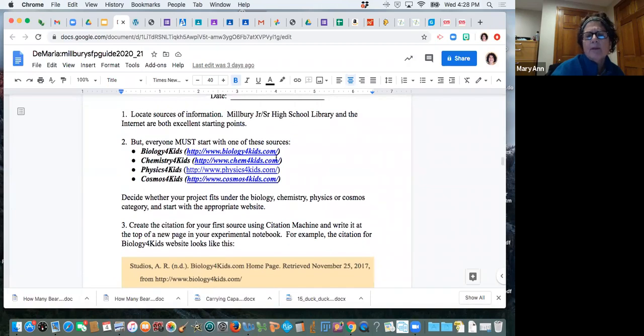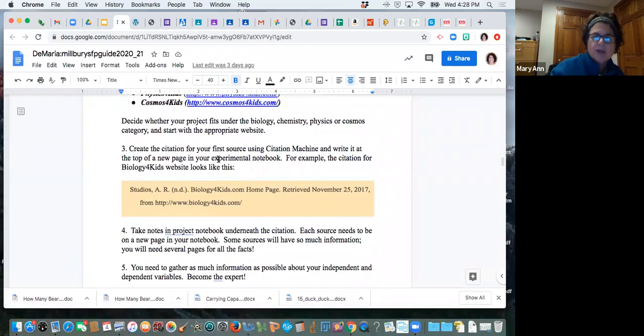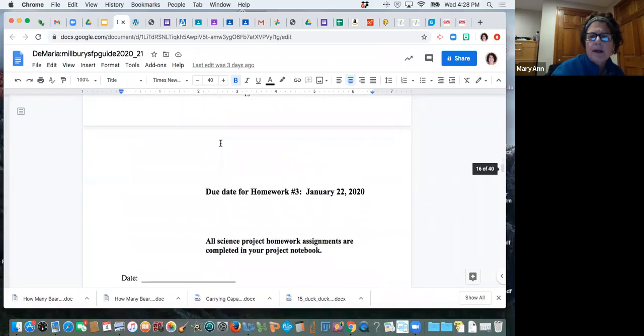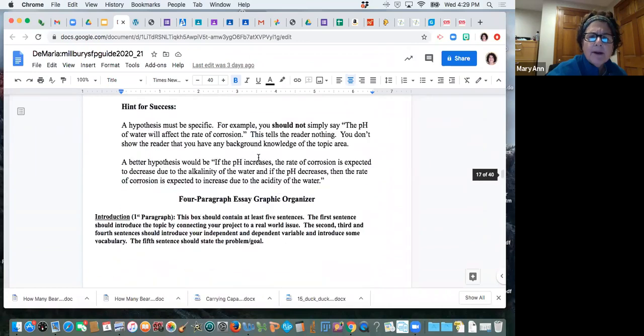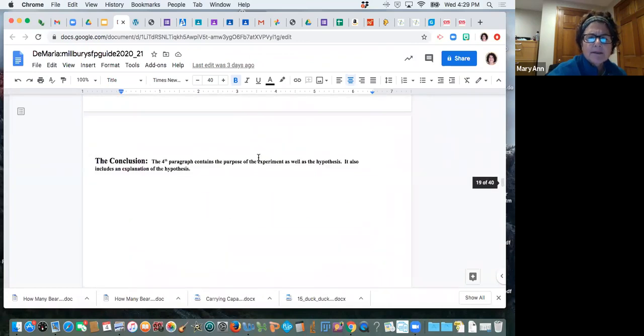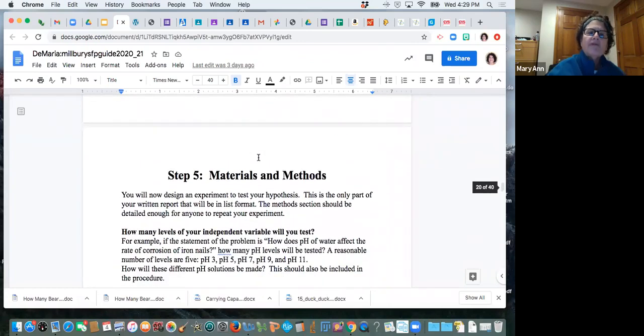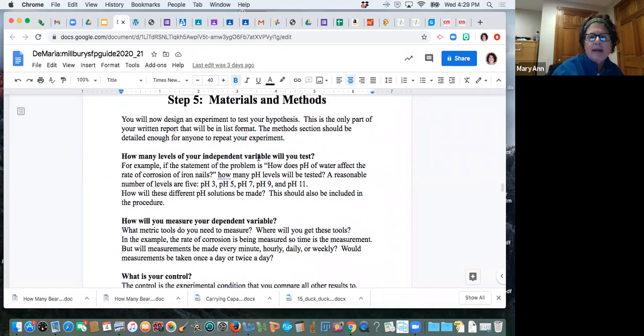I do want to point out when we do research, I send my kids to these websites first. If it's a chemistry project, they go to Chem for Kids. Biology goes here, and it's a great way to get them to build a base of knowledge. Like if you look at research like that pyramid shape, but I want to go to page, I think it's here. Step 5, materials and methods.